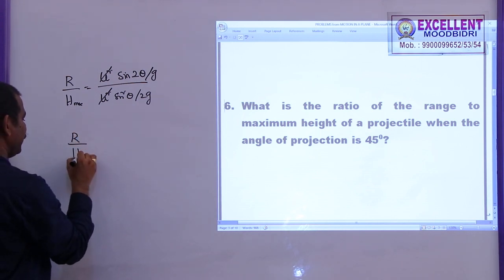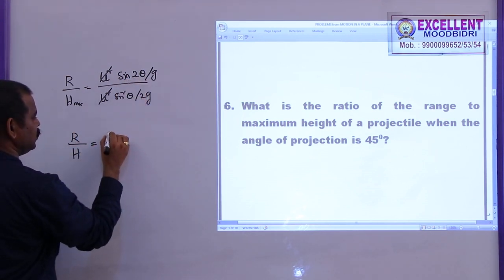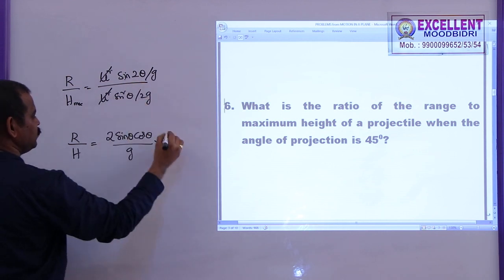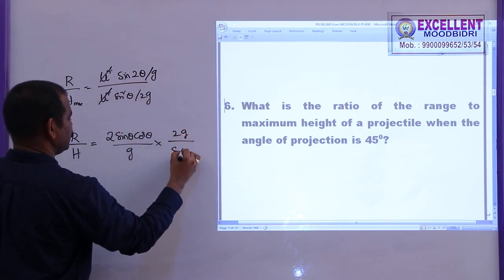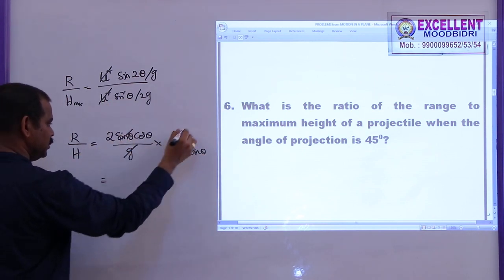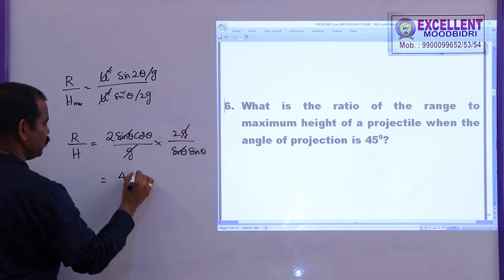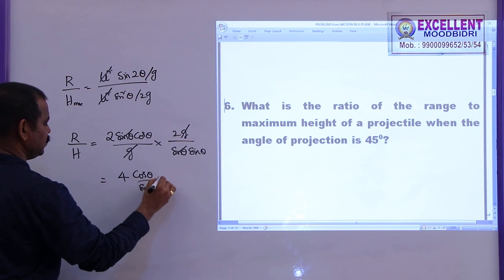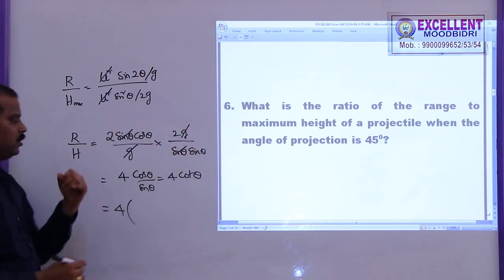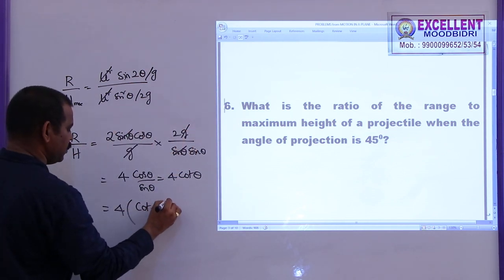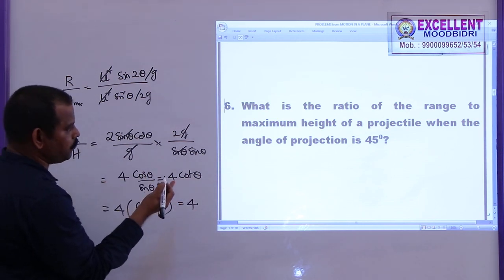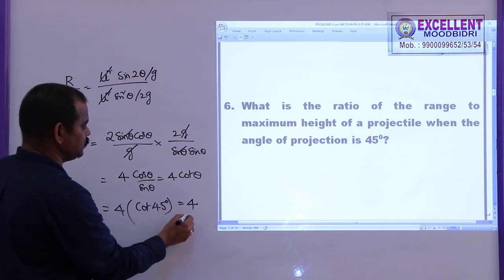So this range by maximum height is given by sine 2 theta, which can be written as 2 sine theta cos theta by g. When it goes up, this will become 2g by sine theta into sine theta, because sine square theta. One of the sine theta gets cancelled here. This is g and g gets cancelled. 2 2s are 4, cos theta by sine theta, that is 4 cot theta. So 4 into, what is theta here? 45. So cot 45. Tan 45 and cot 45 both are 1. So this is equal to 4. So the ratio of the range and maximum height in this problem is equal to 4.